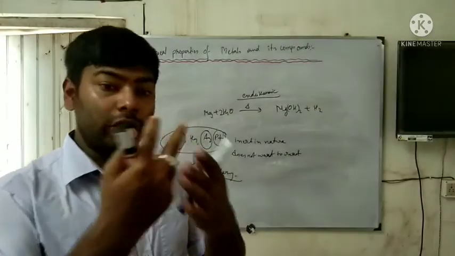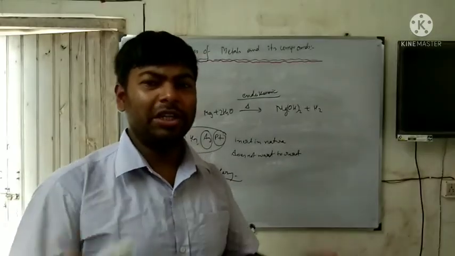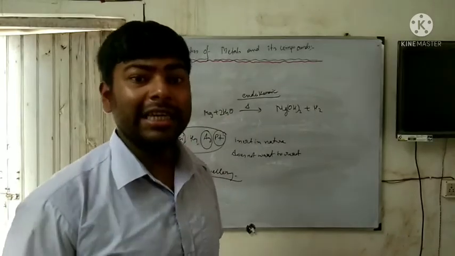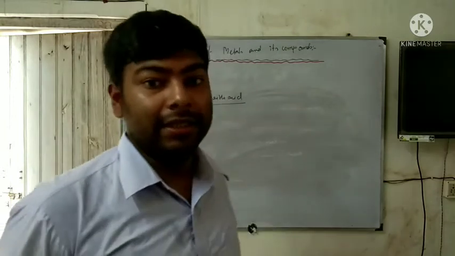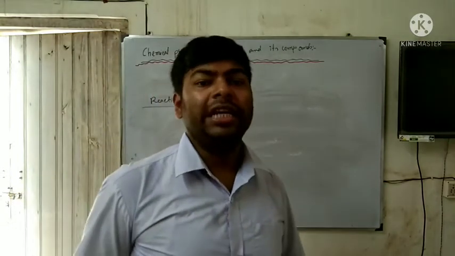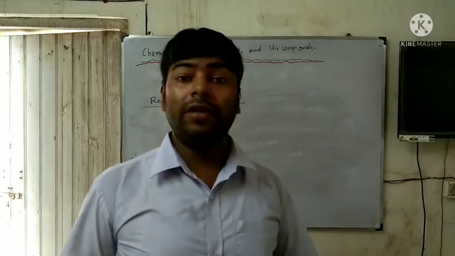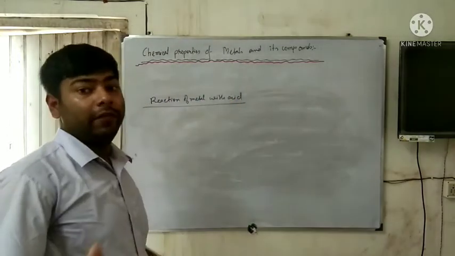Suppose here I am wearing jewelry, and in the neck also lots of jewelry, especially the girls wearing lots of jewelry. If they reacted with the skin, there would be a problem. Now the reaction of metal with acid. As you know, acids are very corrosive and reactive in nature, so an acid can react with a metal also to form different products.